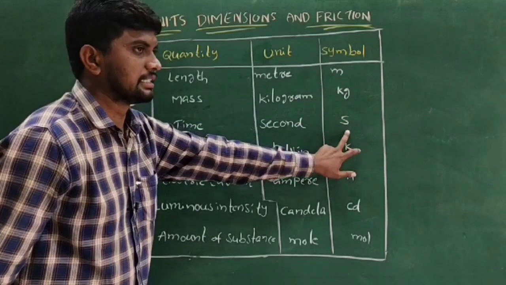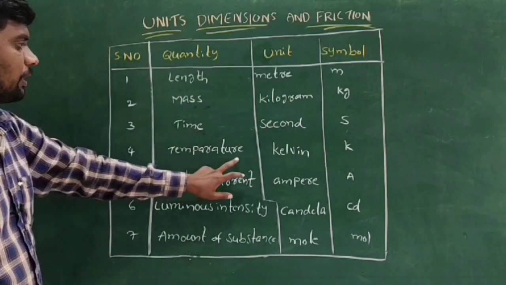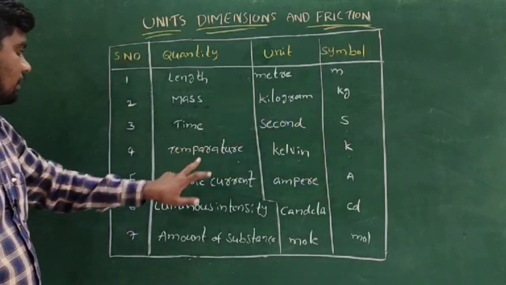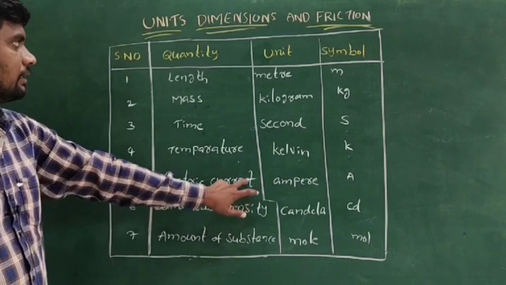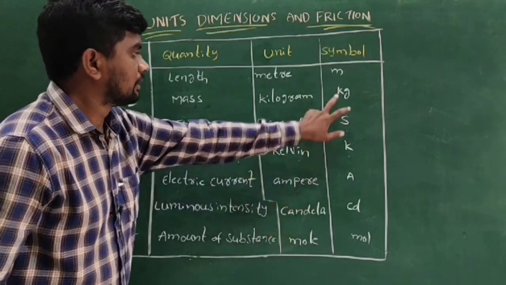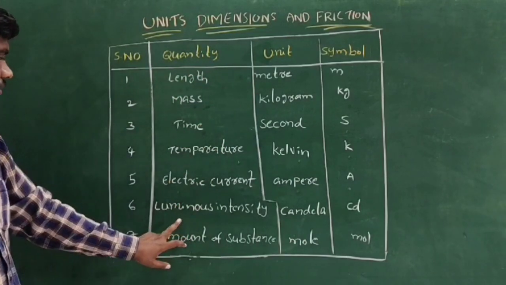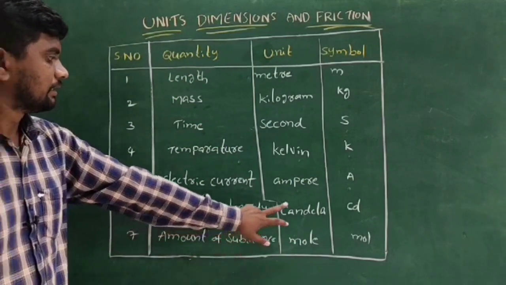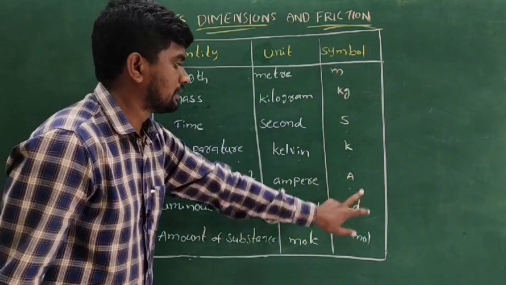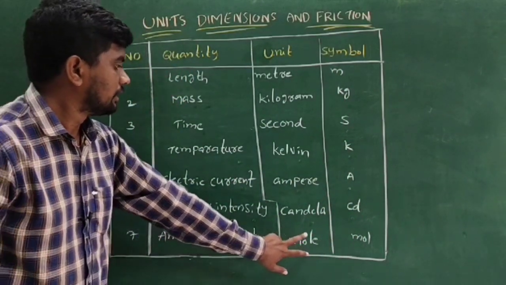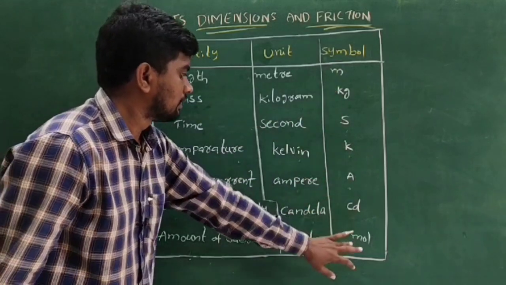The SI unit of temperature is Kelvin. The symbol is K. The SI unit of electric current is the ampere. The symbol is A. The SI unit of luminous intensity is the candela. The symbol is cd. The SI unit of amount of substance is the mole. The symbol is mol.